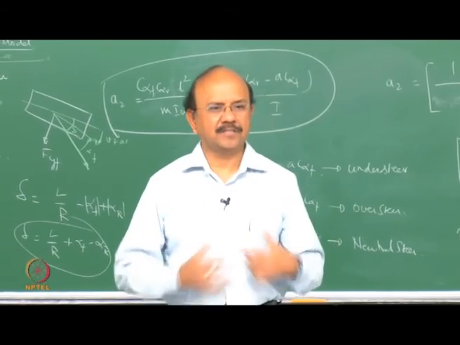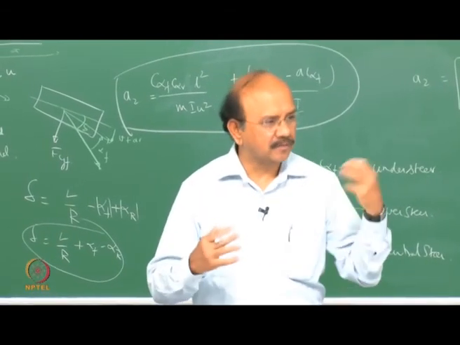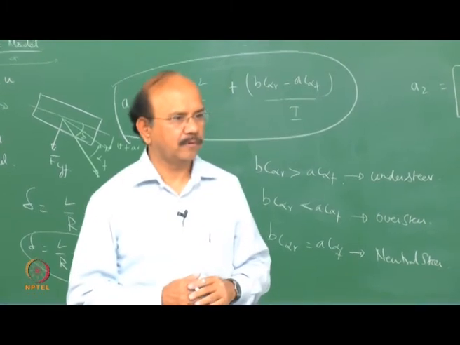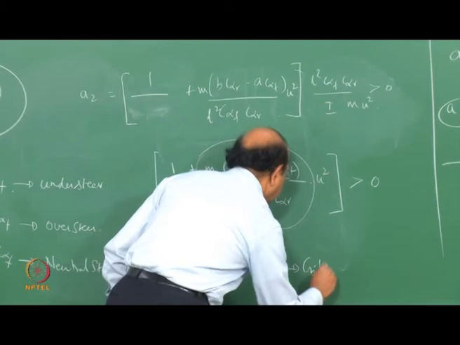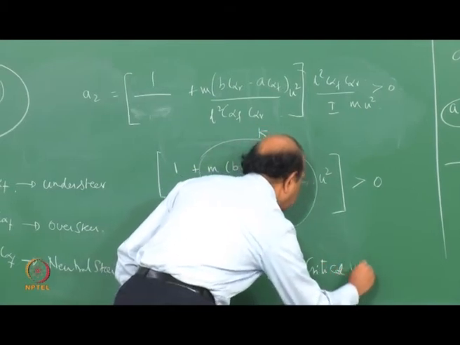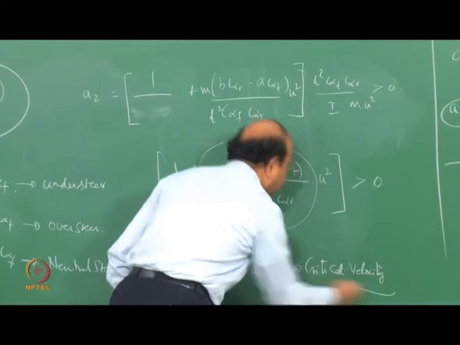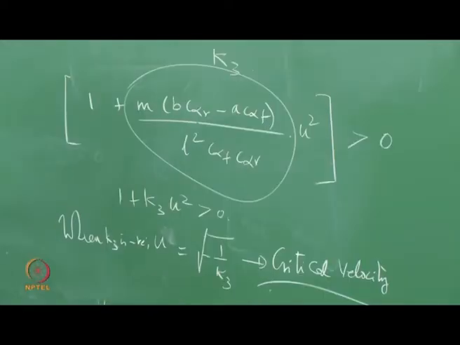And what is this instability going to cause? That also we will see in a minute. So that is called the critical velocity. Why have I put this as K3? Because I'm going to have two more definitions, K1, K2, K3.